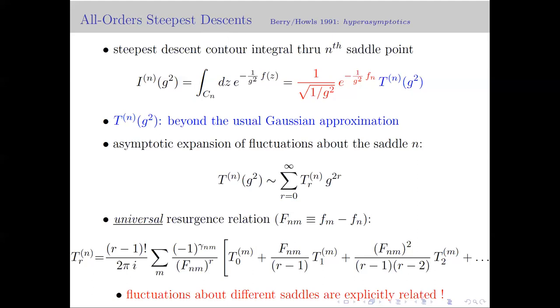Okay, so this is absolutely stunning. We're saying that the large order growth of the coefficients of fluctuations around one of these saddle points are determined in terms of the expansions around the other saddle points. So that's weird. So let's look at a concrete example.